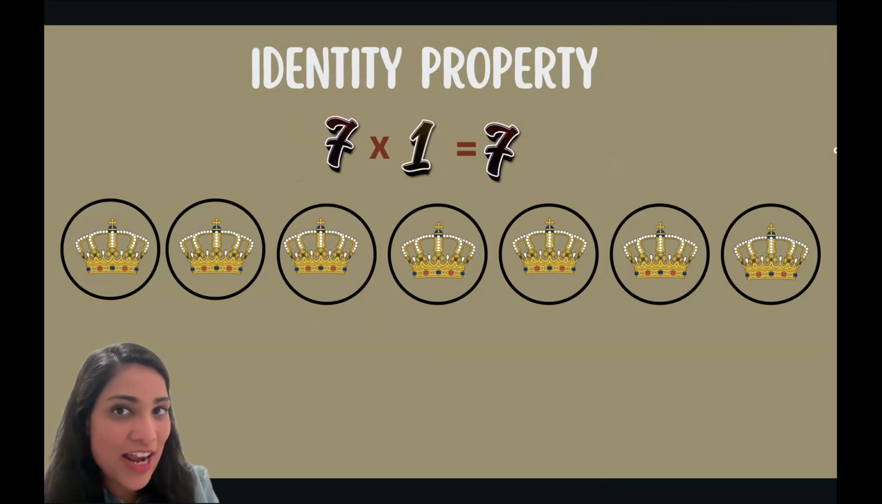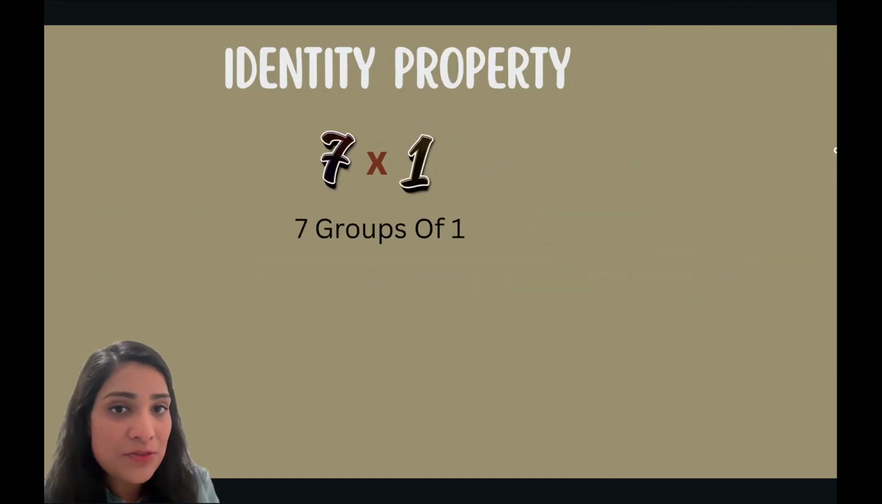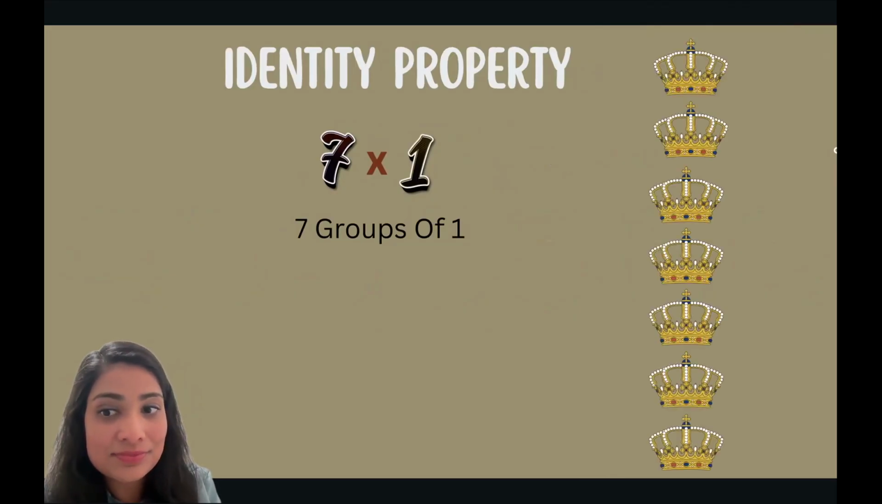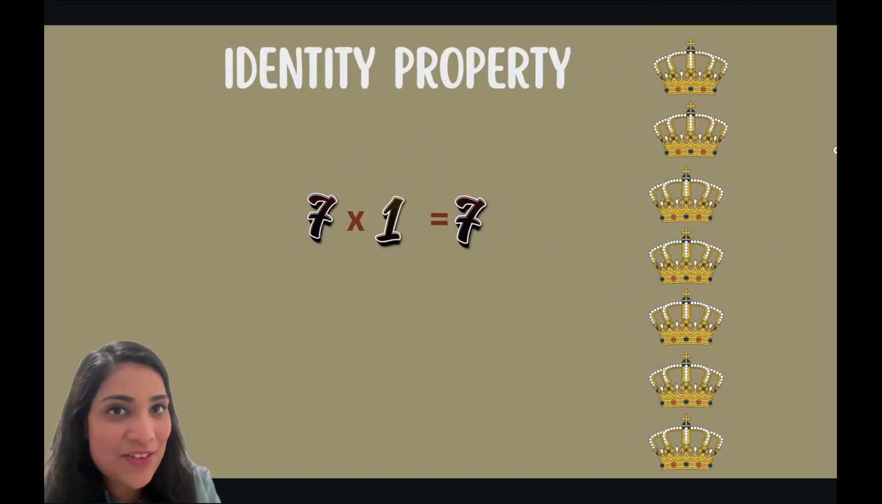Which makes sense, right? Let's also do it through array. So 7 times 1 is 7 groups of 1. We need to draw 7 rows, and in each row we need to place 1 crown. Let's do that. Let's count. This time we'll use skip counting. 1, 2, 3, 4, 5, 6, 7. 7 times 1 is 7.